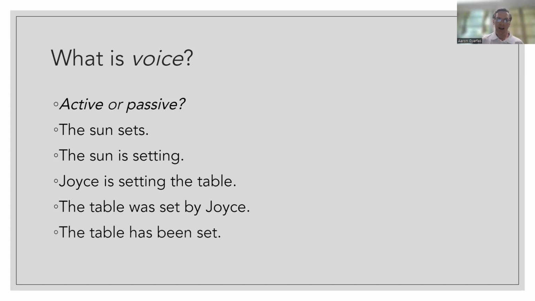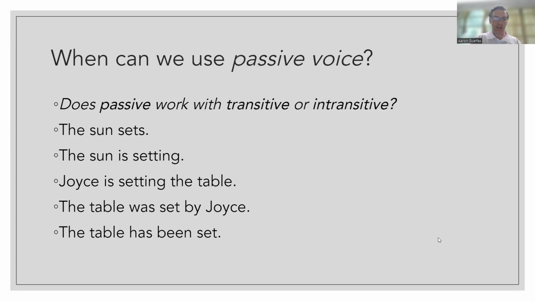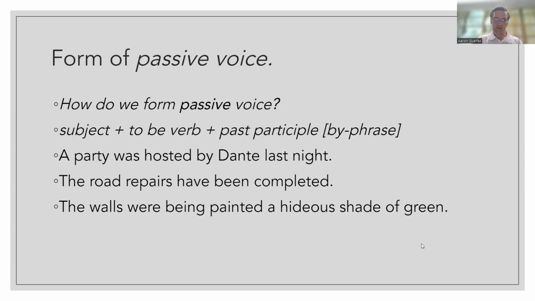And what happens here is that sometimes I can just drop that by phrase completely. I don't know who set the table, or it's not really important who set the table. So the table has been set. I have the object of the verb as the subject. I don't know who did that verb, right? Passive voice with unknown agent. So again, really think, does passive work with transitive or intransitive? Transitive only. You have to have a direct object that you can move to the front of the sentence.